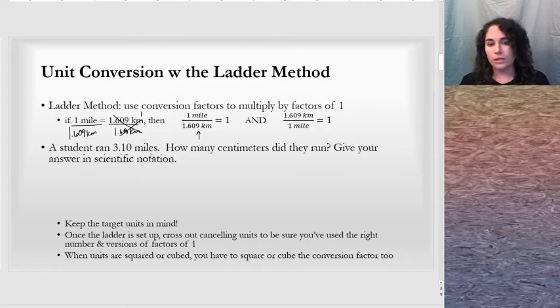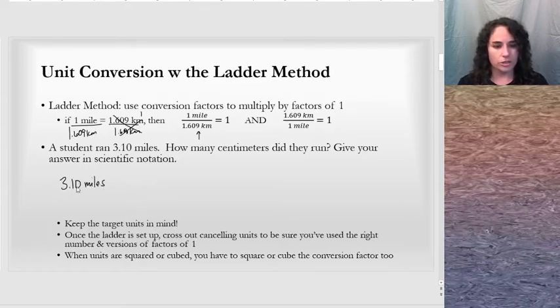So my example here: a student ran 3.10 miles. How many centimeters did they run? Probably a lot. A centimeter is a lot smaller than a mile. And this is part of my problem solving, I'm thinking ahead: I want a really large number. I don't know how much bigger, but I want a really large number. It says, give your answer in scientific notation. Well, that makes sense. If I have a really large number, it'll be better expressed in scientific notation. So here's how to do this. I'm going to take 3.10 miles.